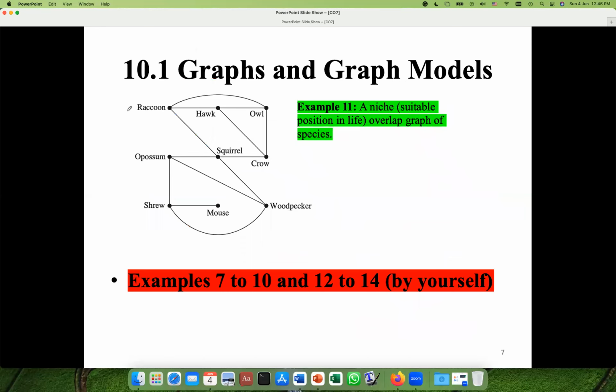And similarly, this one, example 11. This is a graph about different species existing in our ecosystem, mostly like squirrel, like mouse, these kinds of species. The crow is also there anyhow. These are 2 birds. But mostly things, raccoon. This owl is also a bird, hawk is also a bird. So raccoon, squirrel, opossum, mouse, shrew, these are the similar kinds of things.